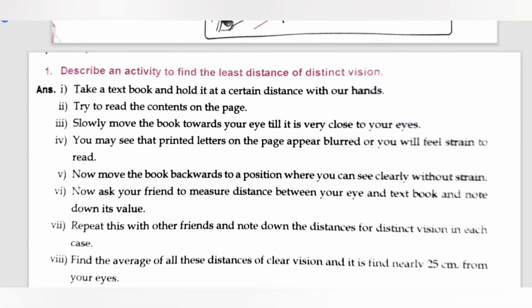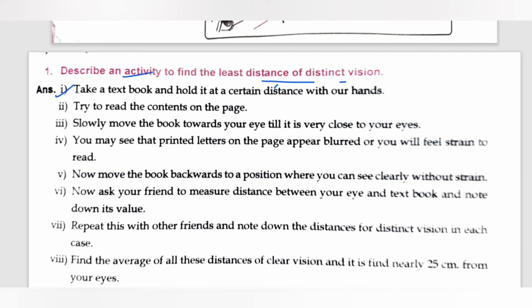Coming to the next activity, describe an activity to find the least distance of distinct vision. So we know we can see an object at a distance of 25 centimeters clearly and without having any strain. So this distance we call the least distance of distinct vision. So here we are going to find the least distance by using an activity.